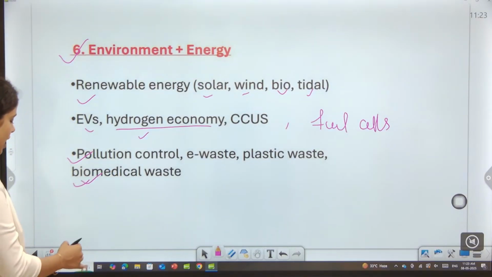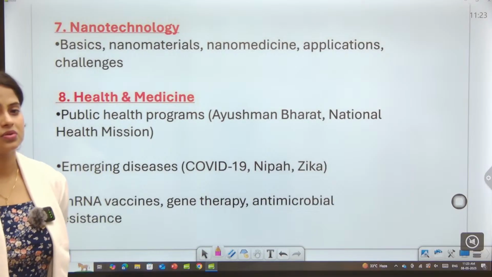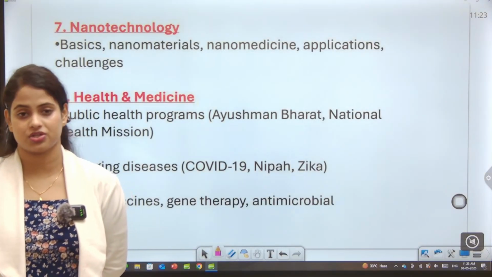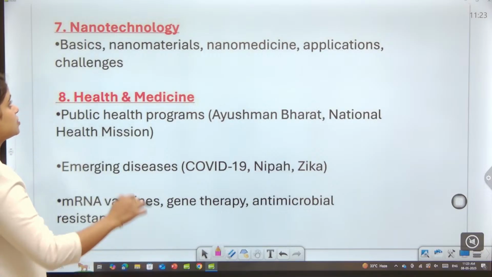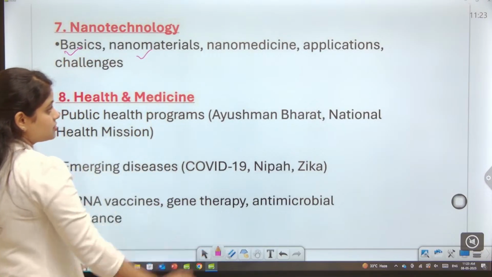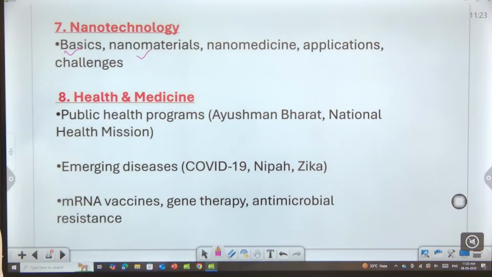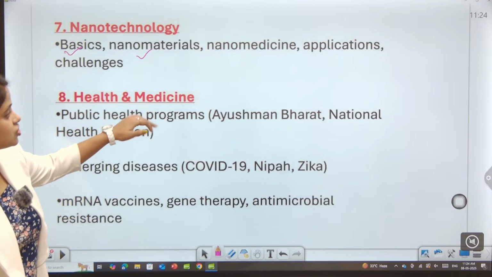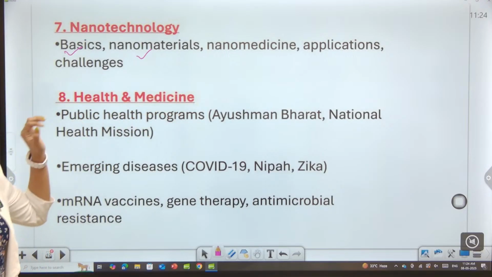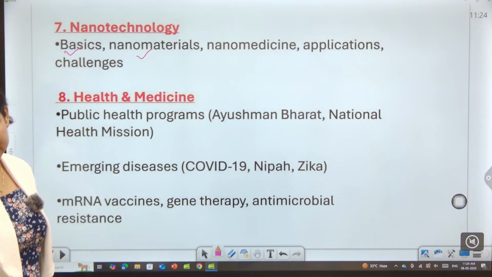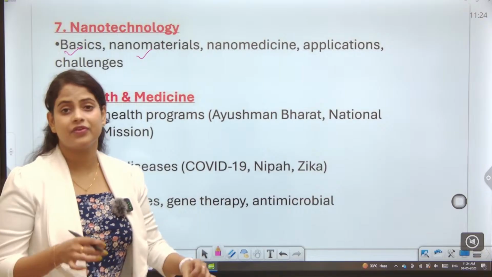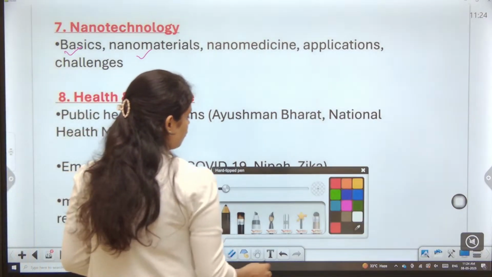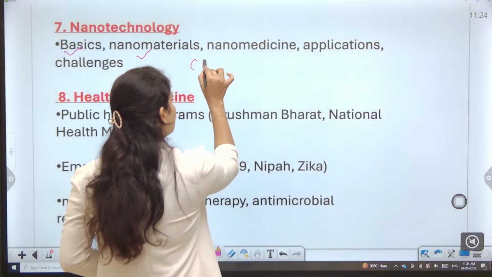So take it easy and move forward with nanotechnology. That plays a crucial role in your preparation. You have to clear the basics of nanotechnology, the nanomaterials, the nanomedicines. In nanotechnology you will see the nanomaterials, the applications, the nanomedicines, the challenges; these have to be cleared. And guys, carbon nanotubes are very important in nanotechnology. We will read about the carbon nanotube.